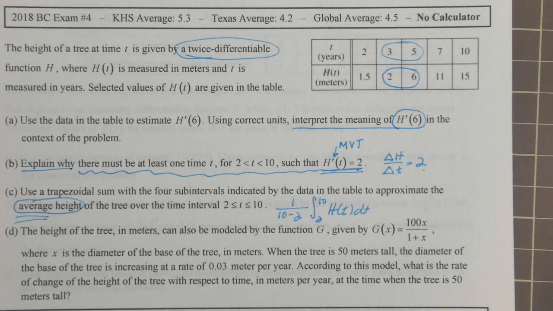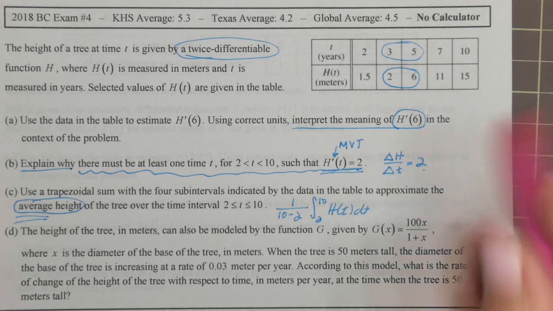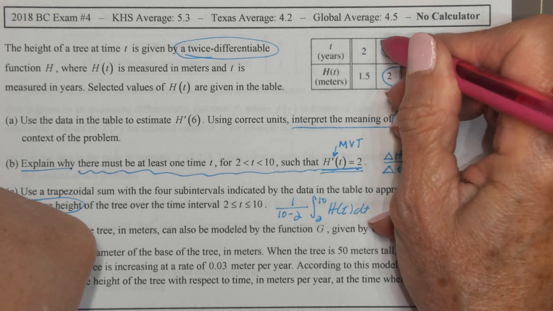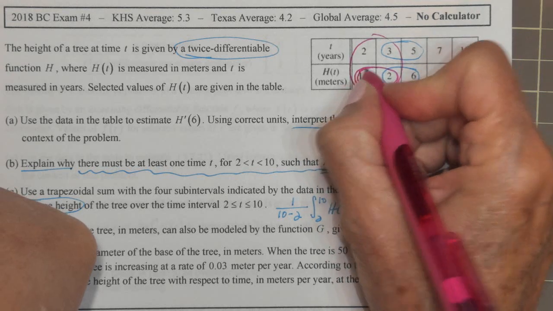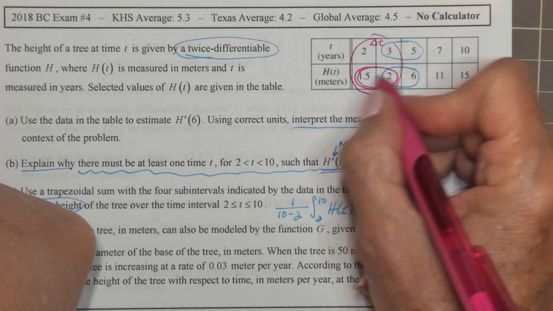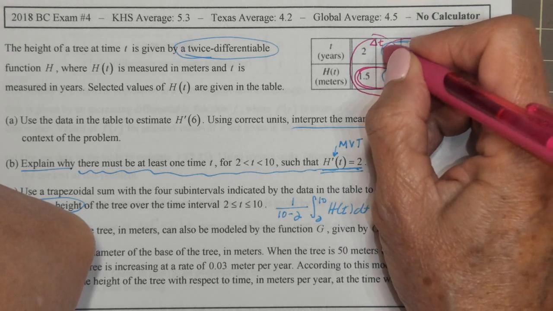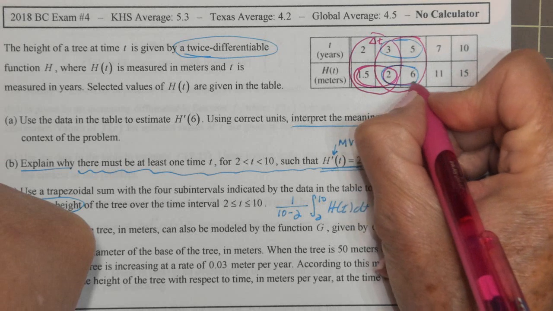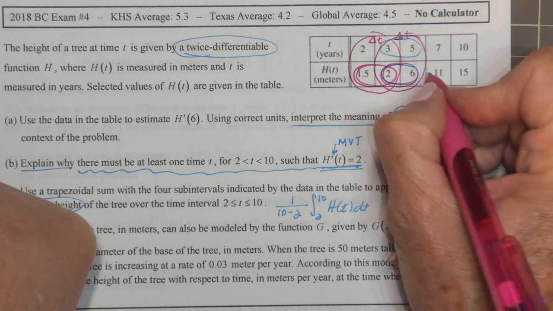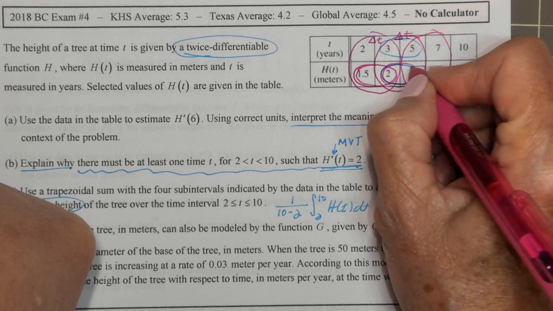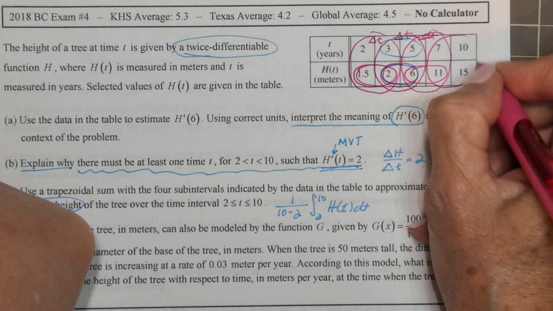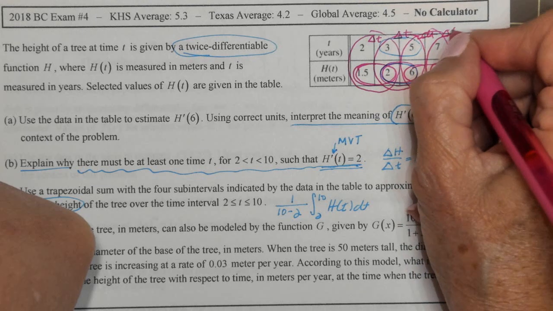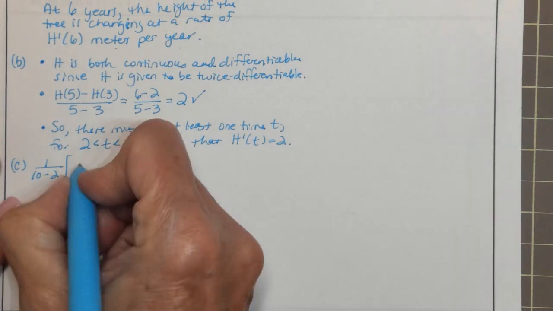So let's remind ourselves how we do a trapezoidal sum. I go to my first 2 time values. I average the heights times delta t. Average the heights times delta t. And then I go to my next set. Average those heights times delta t. Then I go to my next set. Average those heights times delta t. And then my last set. Average those heights times delta t. That's the trapezoidal sum.